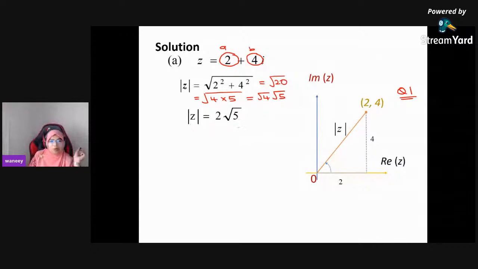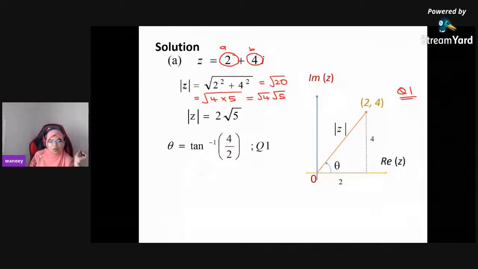Okay, so done with the modulus of z. So now let us focus on the argument. So this is in the first quadrant. So the formula for my argument is theta equal to arctangent 4 over 2, and then of course change the mode to radian. So arctangent of 4 over 2, this is equal to 1.107 radian.